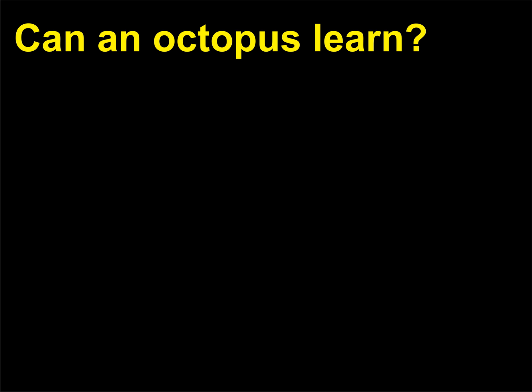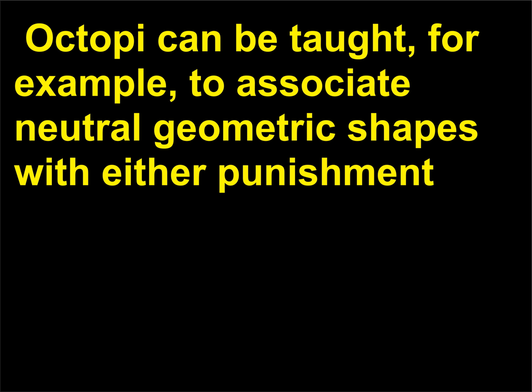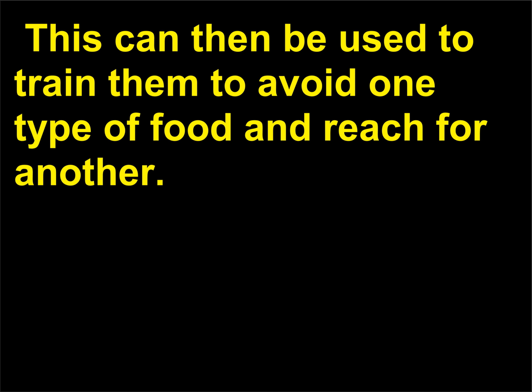Can an octopus learn? Cephalopods, squid and octopi, are unique among the invertebrates in the extent of their intelligence. Octopi can be taught, for example, to associate neutral geometric shapes with either punishment, a mild electric shock, or reward, food. This can then be used to train them to avoid one type of food and reach for another.